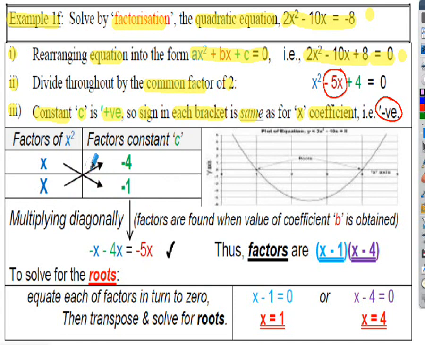So now to state the factors of the equation, we read horizontally. So that's x minus 4, shown here. And that's going to be x minus 1, and that's shown here. And those are termed the factors of the equation. In other words, we factorise the quadratic x squared minus 5x plus 4 equals 0. We factorise that into x minus 1 and x minus 4 brackets there.